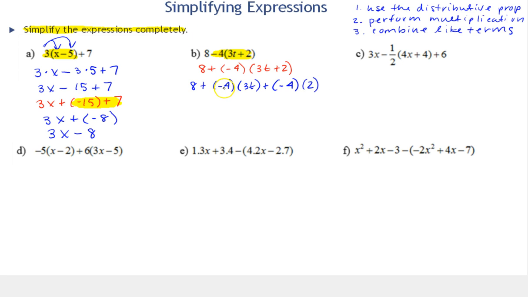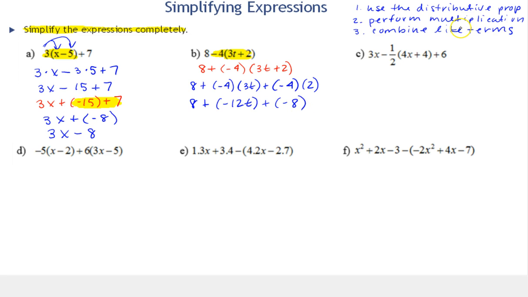And notice I typically put negative numbers in parentheses, and that way you know that this is representing a negative sign and not a subtraction sign. So we'll frequently be moving back and forth between addition and subtraction by using negatives, but I want to make it clear what that is here. Okay. So now we've distributed, we're going to perform the multiplication. 8 plus, well, to multiply negative 4 and 3t, we multiply the coefficients. Negative 4 times 3 is negative 12t. And here we have negative 4 times 2 is negative 8.